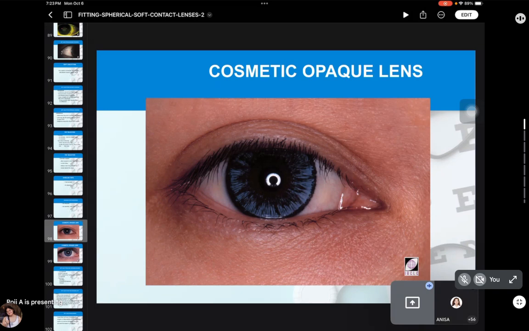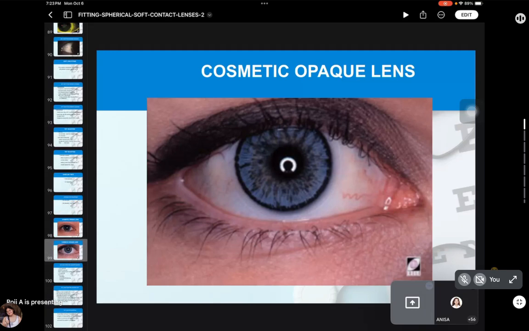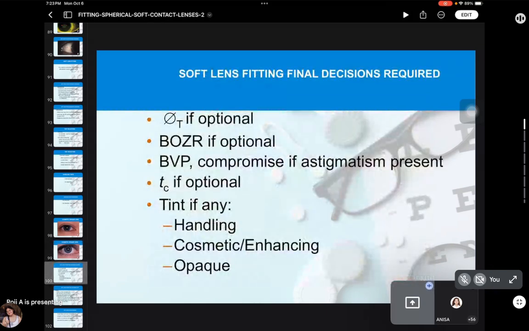O yan, oh. Parang ikaw, Anisa, oh. Anisa Metropia. Very nice. Okay, cosmetic opaque lens. Right? Okay. Now, soft lens fitting, final decision required. Your total lens diameter, if optional. Your base curve, if optional. Back vertex, compromise if astigmatism present. Thickness, if optional. Tint, if any, whether it be handling or cosmetic or even opaque.